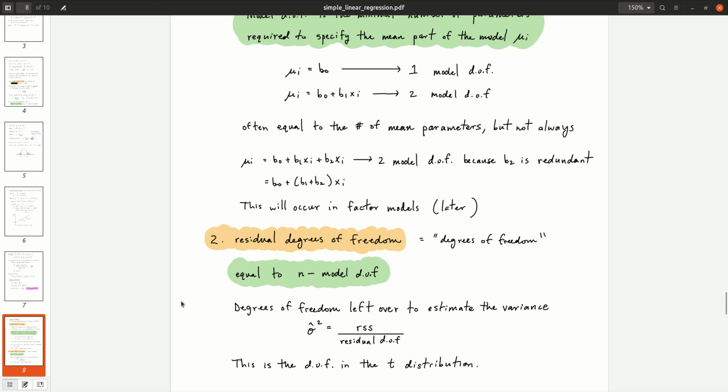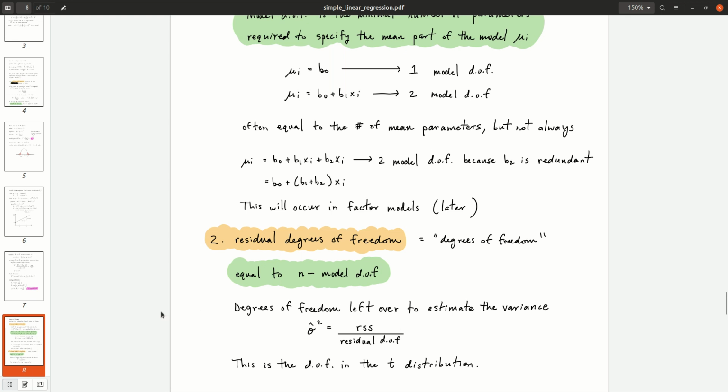The reason it's called residual degrees of freedom is we think of it as the degrees of freedom left over in the data that we use to estimate the variance parameter. So what we do to estimate the variance parameter is we take the residual sum of squares: take the residuals, square them, add them up, and divide by the residual degrees of freedom. So this is going to be our strategy for estimating the variance. It turns out if you do this, you get estimators of the variance parameter that are unbiased.